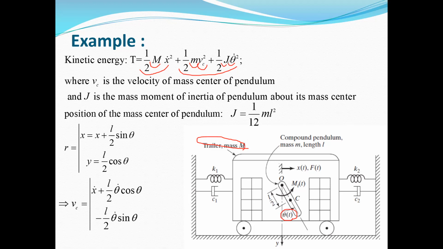We need to calculate VC, which is the velocity of the mass center. In fact, the main challenge or the most important point in this kinetic energy is to calculate the VC. For this purpose, we can write the position of point C. Also, you can use the relative coordinate system from dynamics. I mean, for example, you can assume a relative coordinate system on this point O.